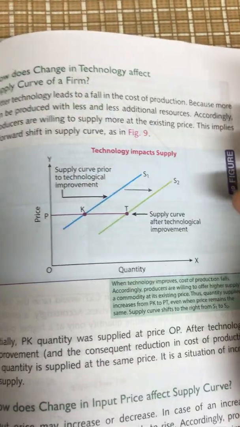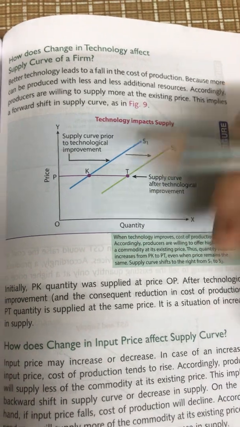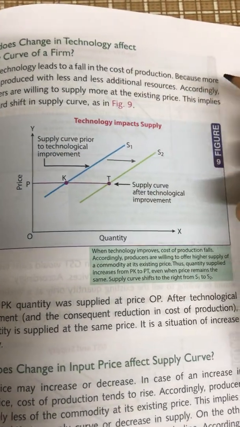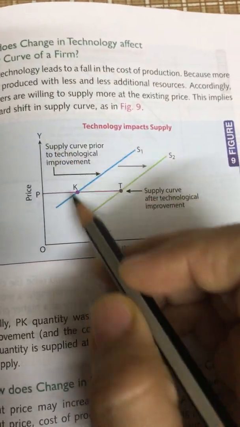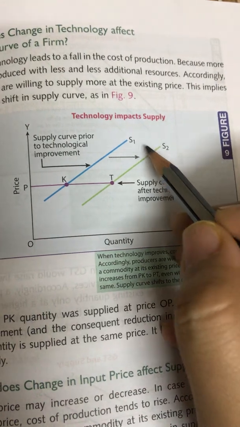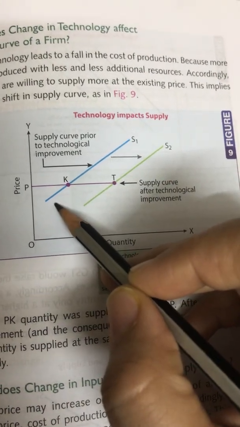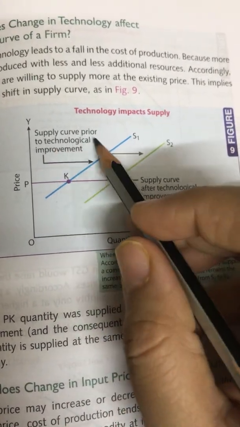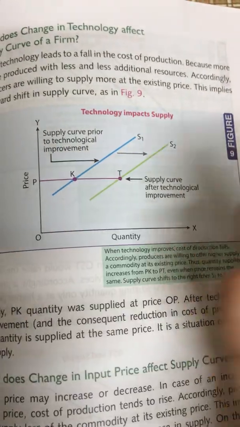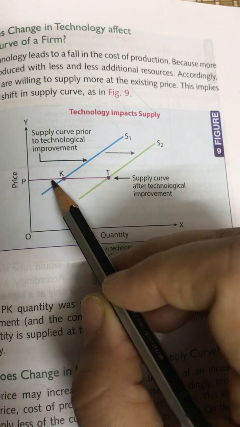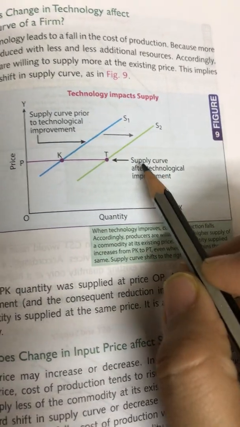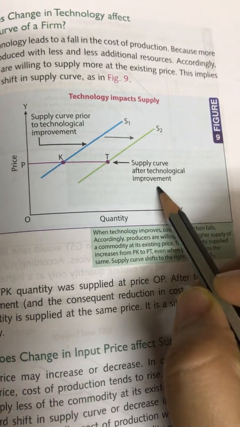We have discussed in the previous classes that if there is improvement in technology, then you as a producer would be willing to supply more at the existing price. So, as you can see in this diagram, price is constant and S1 is the supply curve prior to technological improvement. Now that you have improved the technology of your business, the supply has increased from S1 to S2. So this is the supply curve after technological improvement.